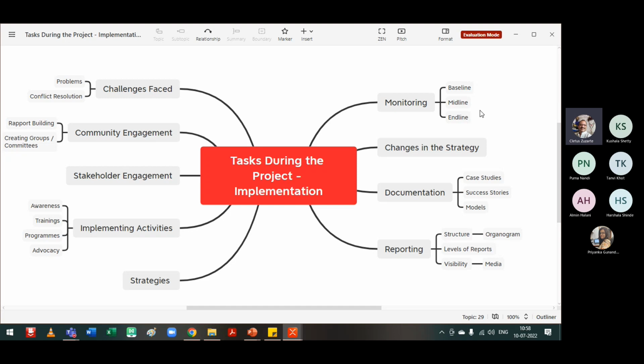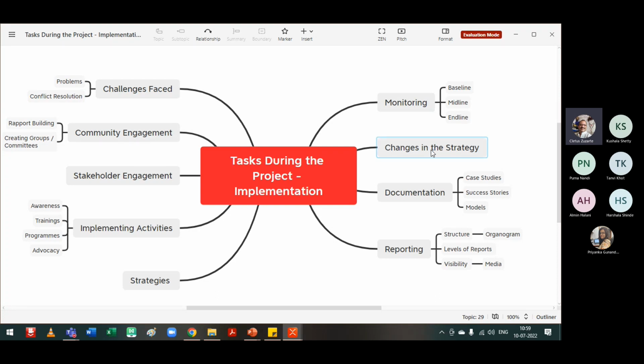So you would have a midline monitoring plan, and an end line is understood as evaluation. So we won't be looking at end line during the project. End line will be at the end of the project. All the same, it requires to be planned. Constantly, as you are engaging with the community, the important thing that stands out is the challenges faced. These challenges will be evident in the monitoring that is happening during the project. So you will look at what are the challenges one faces, what are the problems, and how you can resolve those conflicts.